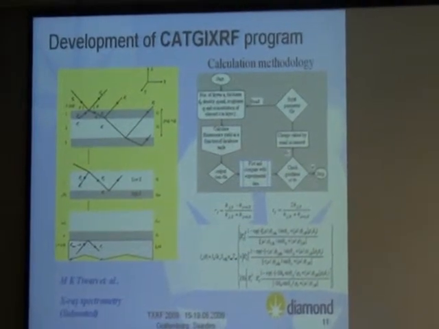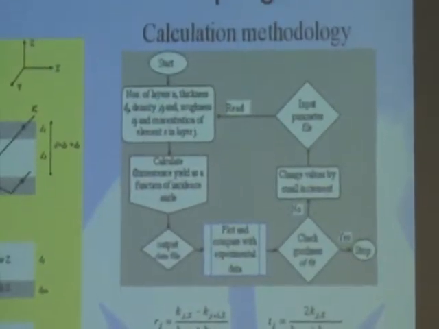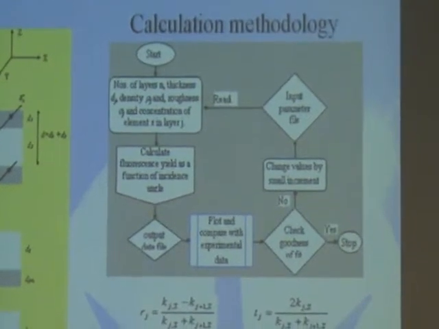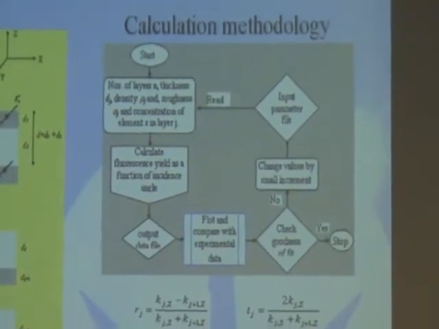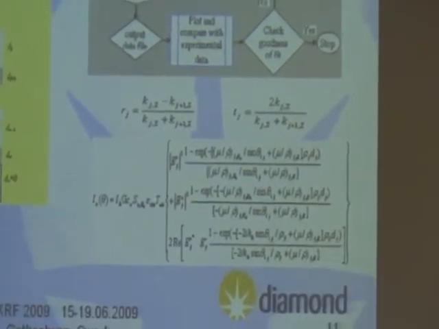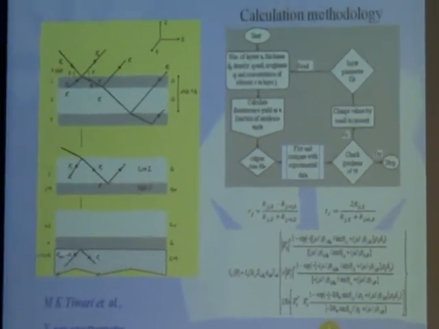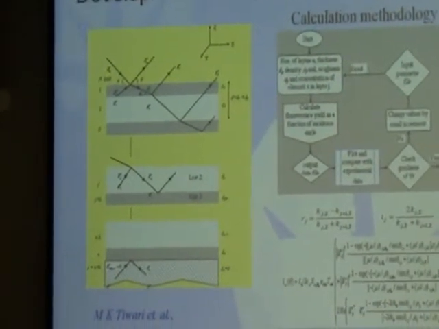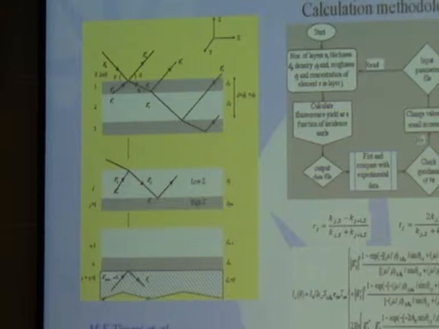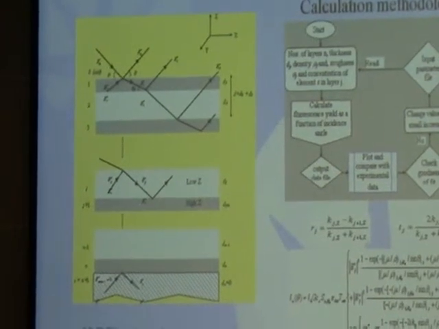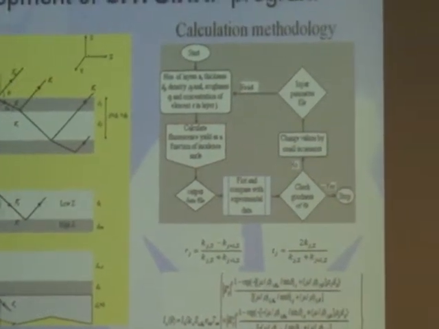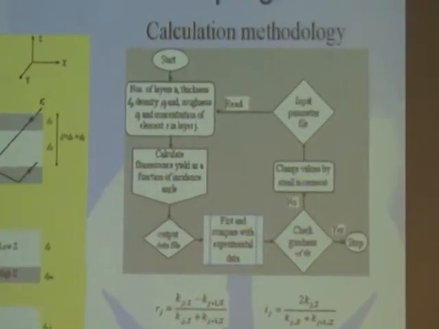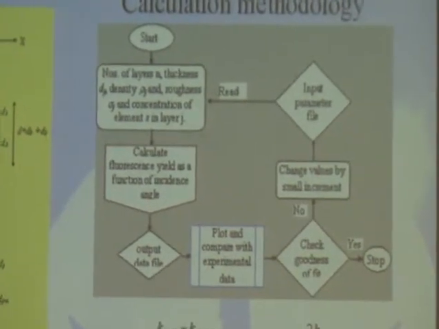Calculate the process in from each layer as well as the reflectivity. So basically, we start by putting the parameters, number of layers, thickness of each layer, density, roughness, concentration of each element. And then you calculate the profile. Check whether it is good or not. Again, you modify the parameters. Whenever you get a good fit, then you can stop. Yes, this is a real research example of the system.